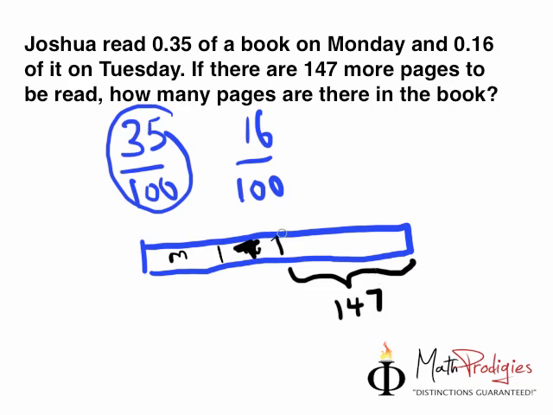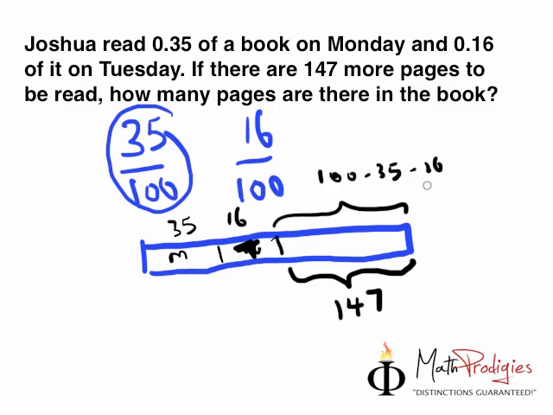Okay, so again, this is 35 parts, and this is 16 parts, and this is out of 100. So it says here that this is 147 pages, correct? And we also know that if there are 35 parts here, 16 parts here, how many parts are here? If you answered 100 minus 35 minus 16, I'm going to give you a high five. You are a super math prodigy. Good job. So that's the first step.